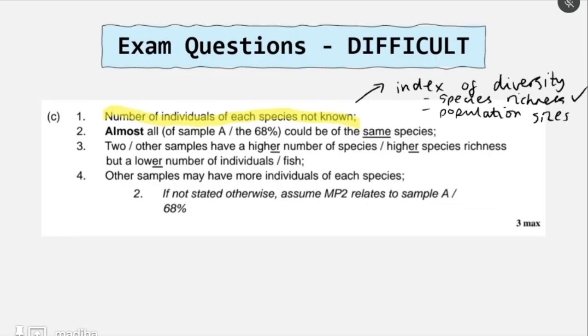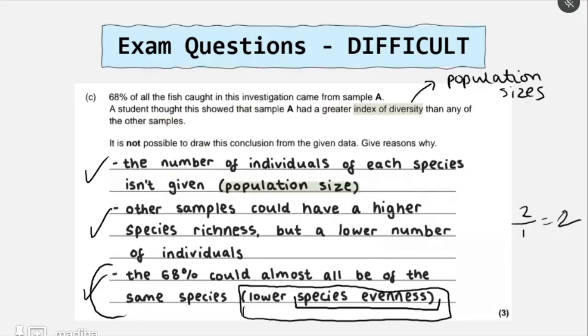Another mark is that almost all of the sample could be of the same species. This is talking about species richness, species evenness, and saying that all of this could be dominated by one species. So we've written that in the last one.